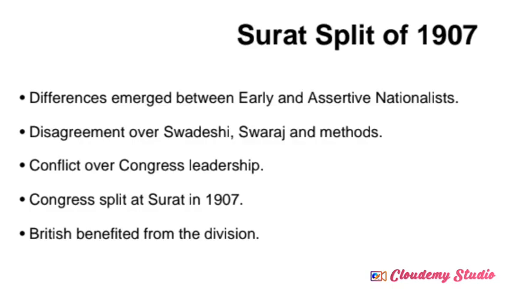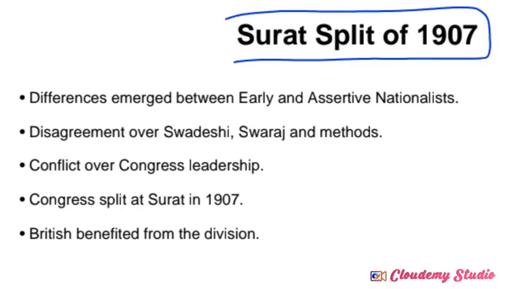So next one, the Surat split of 1907. Previously we discussed the division of Bengal, which was actually done by the Britishers. The Surat split was one of the splits that broke the unity of the Indians themselves. So it was a split inside the Indians at that time. Which kind of split it is, we can discuss here.